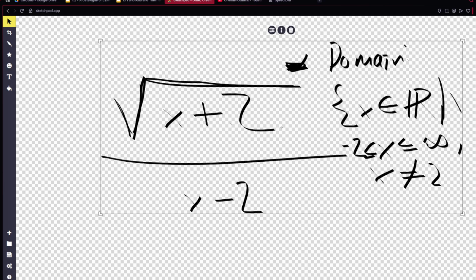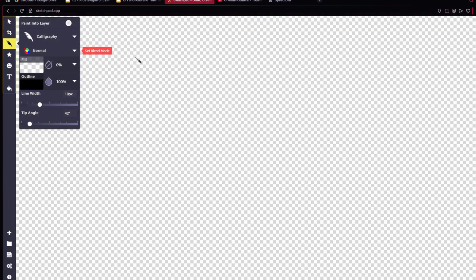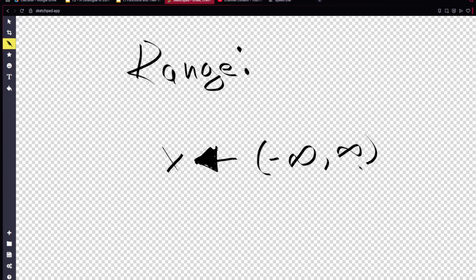Now, what is the range? Range is simply, and I didn't write this down in the notes, so I'm just going to tell you now, all the possible outputs. So let's look at x. What's the range of this? It's negative infinity to infinity, because if you put infinity in here, you'll get infinity back. So we get negative infinity, infinity as the range.